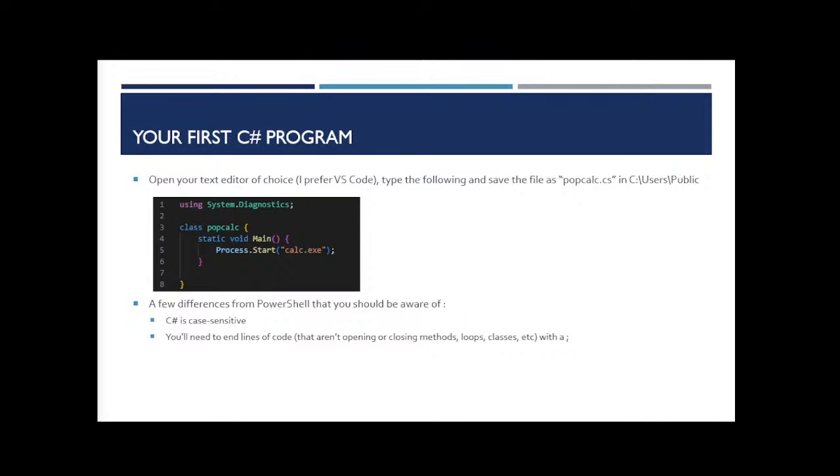So this is a very simple C# program. What we're doing is importing the System.Diagnostics namespace. We're going to create a class called popcalc, and all we're going to do is spawn calc.exe. That's all this does. Very, very simple, right? There are a few little nuances that you should all be aware of prior to coding in C# to save yourself a few headaches.